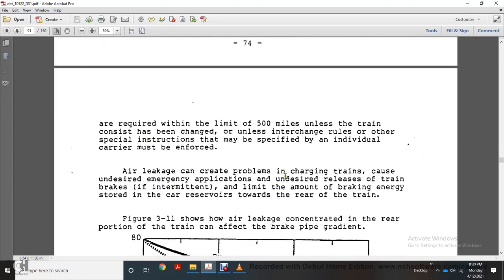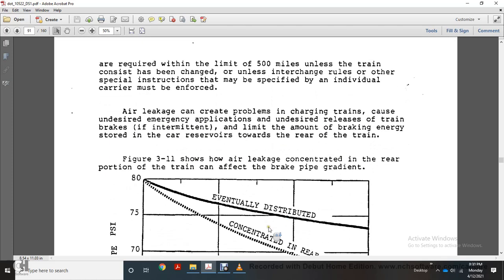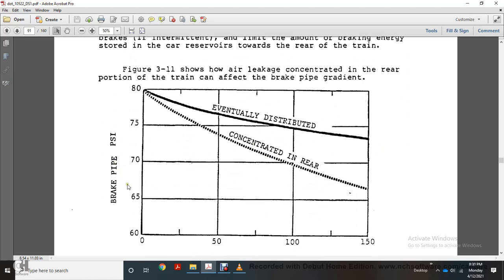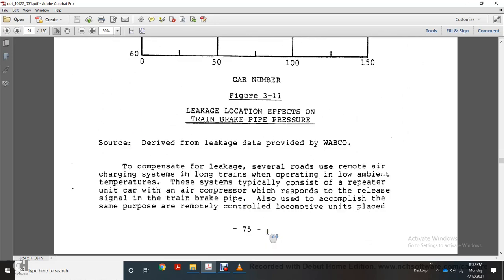Air leakage can create problems in charging trains, causing undesirable emergency application or undesired release of the train brakes. It is limited by the amount of braking energy stored in the car reservoirs toward the rear of the train. Figure 311 shows how air leakage concentrated in the rear portion of the train can affect the brake pipe gradient, with car numbers 60 to 80 and 50 to 150.